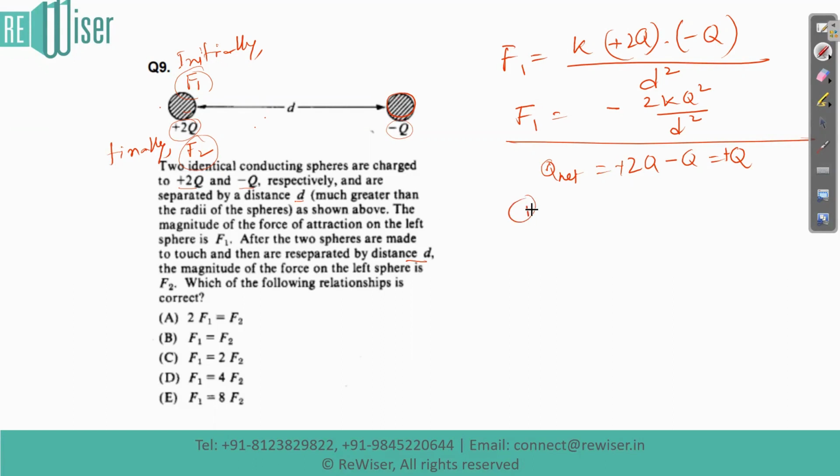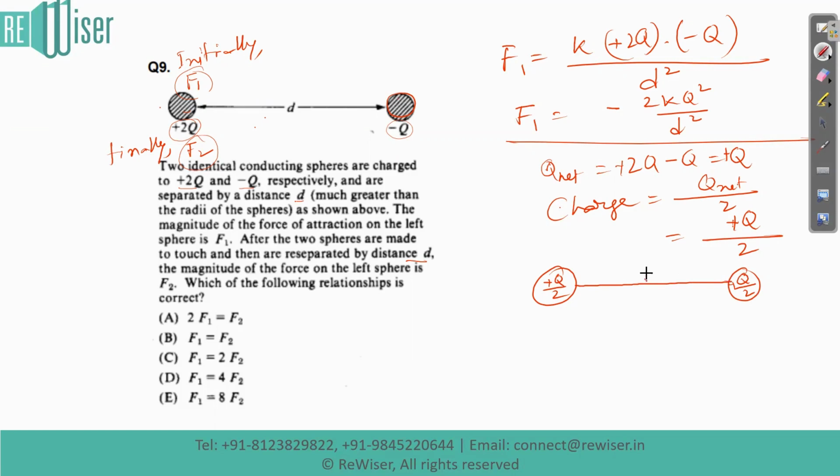After they are touched, they will share the charge, right? So each will have charge equal to the average of the net charge, q net by 2. So q net is plus q, and each has plus q by 2. That means now they are having plus q by 2 charge on each end, and they are again re-separated by distance d.